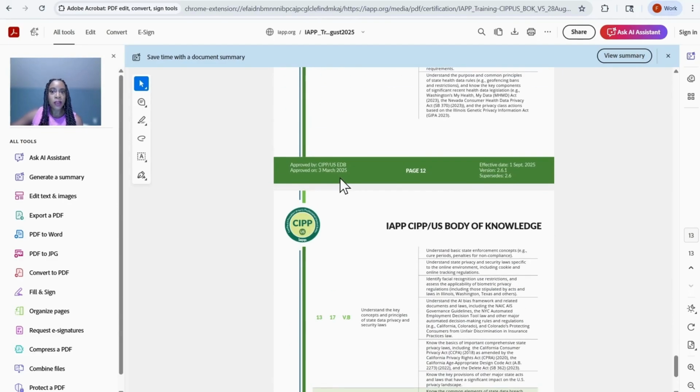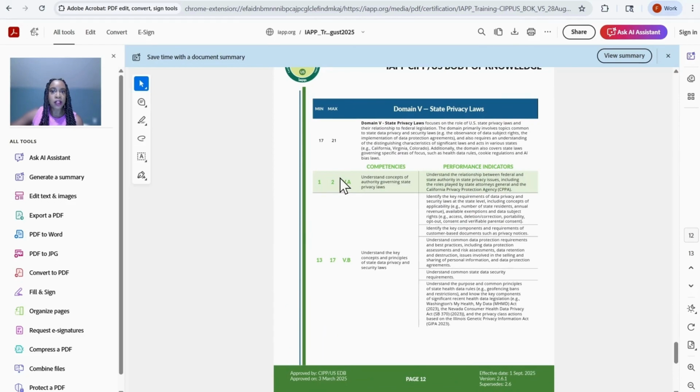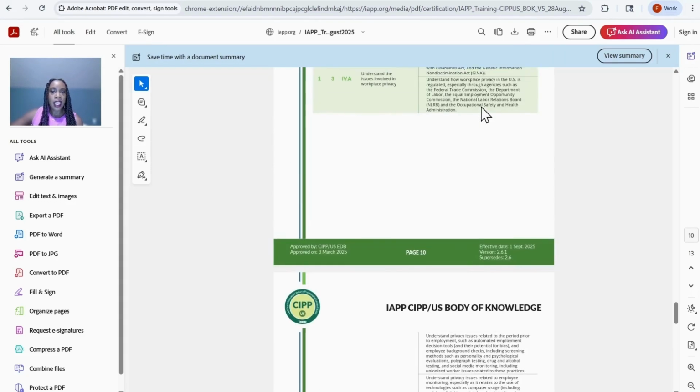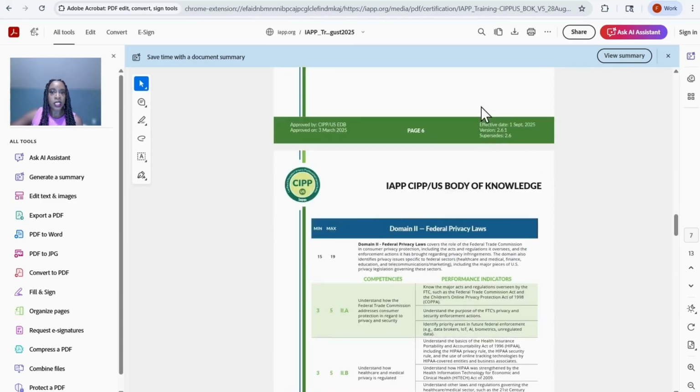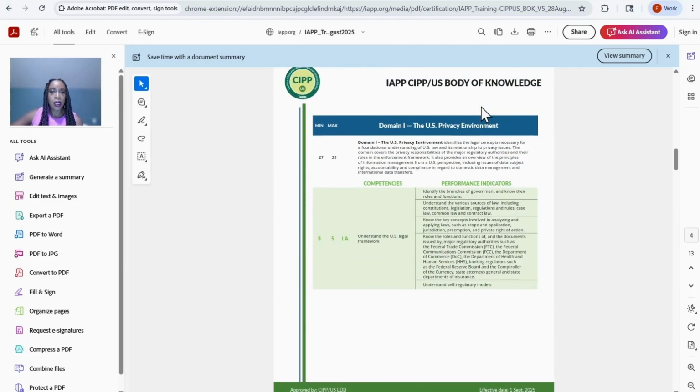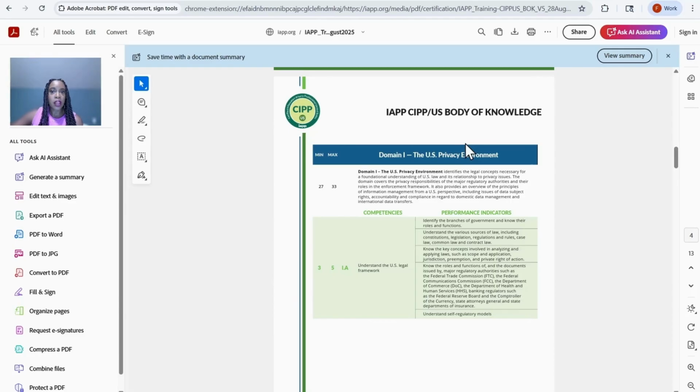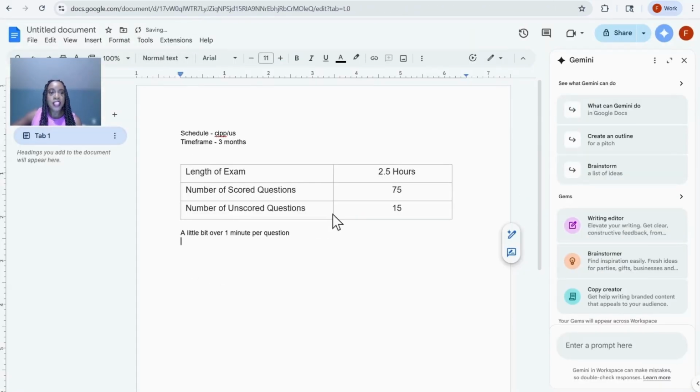So we know that 2 of them are very large. The ones that we need to spend most of our time on are state privacy laws, and then number 1, which is the US privacy environment. So when I create the schedule, I already know that over half of the exam questions are in 2 domains. So I'm going to spend most of my time reading for these domains. And that's information that I would put down inside of the schedule, because it's a numbers game. Well, that's how I like to take the test. I like to know what's my biggest chance of winning, right?